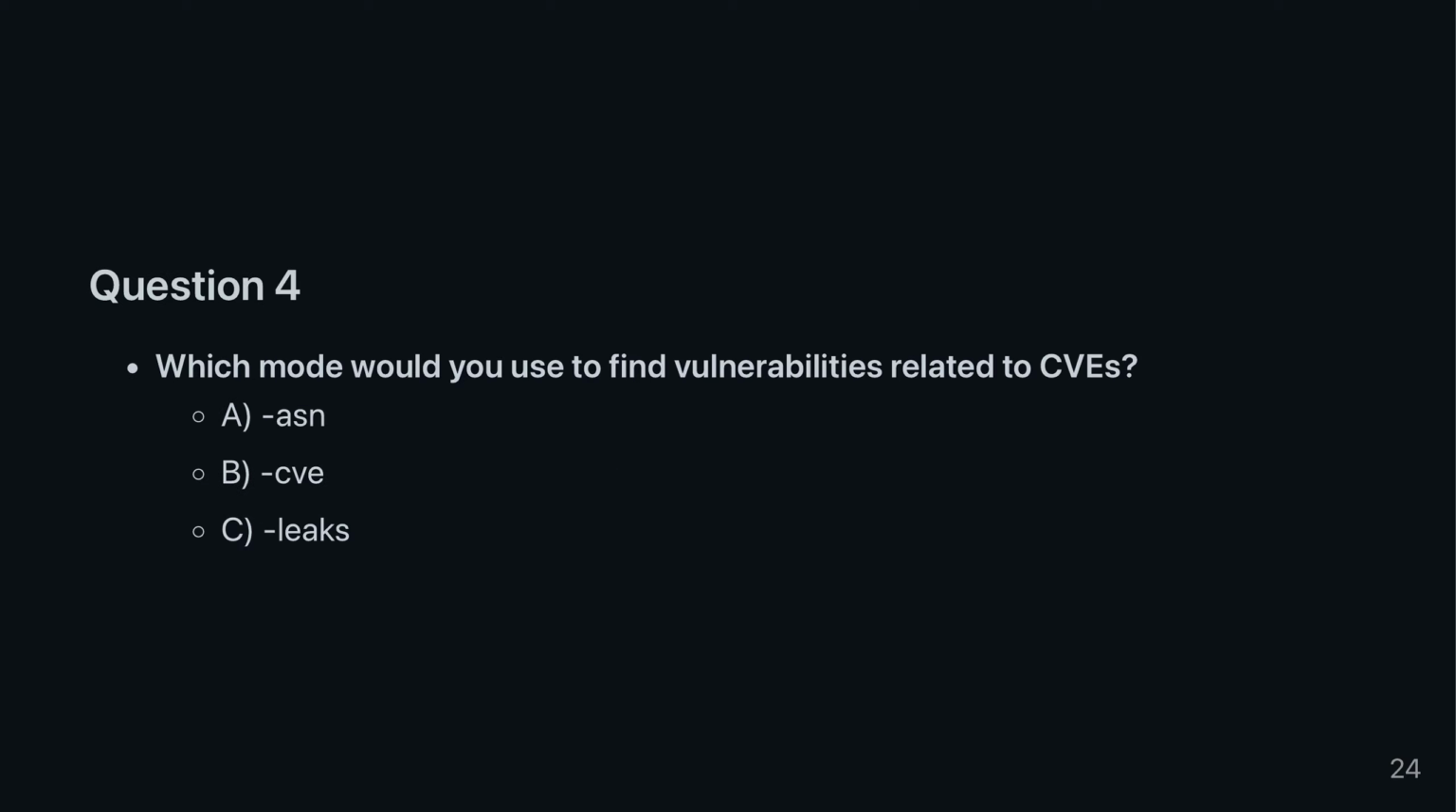Question 4 on this slide asks, which mode would you use to find vulnerabilities related to CVEs? Our options are A. ASN, B. CVE, C. Leaks. When dealing with vulnerabilities specifically related to common vulnerabilities and exposures, CVEs, the correct mode to use is -CVE. This mode allows us to directly identify and address various security issues documented in the CVE list, which is essential for maintaining a robust security posture.